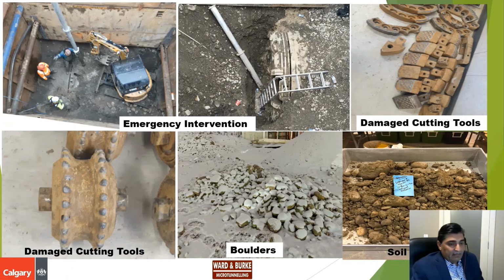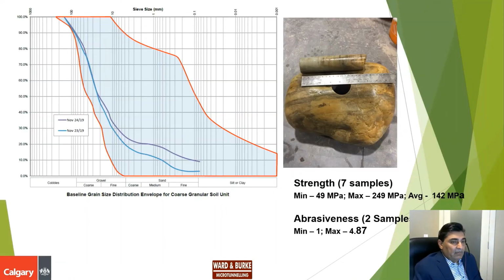So what we did is we collected boulders from this rescue shaft. We counted them, we measured their sizes, we did unconfined compressive strength tests, we did abrasiveness tests, okay? And then we collected soil samples from the coarse granular soil unit to see if this falls within the gradation envelope. So we did two gradation tests, and both of them were within the gradation envelope. Which means that on this side we are fine.